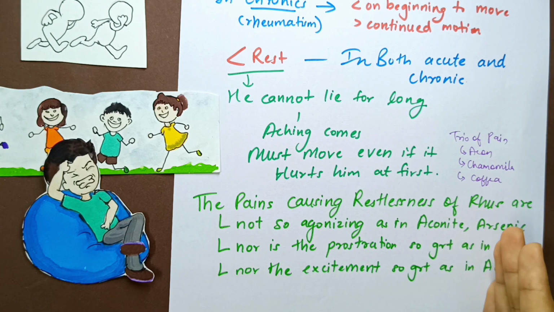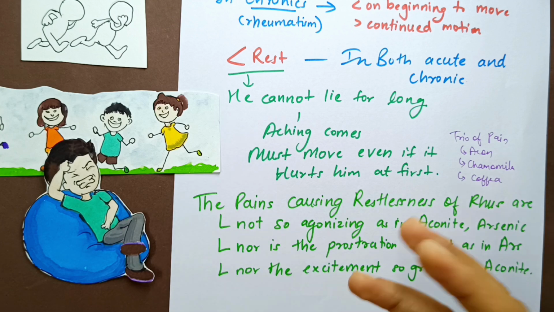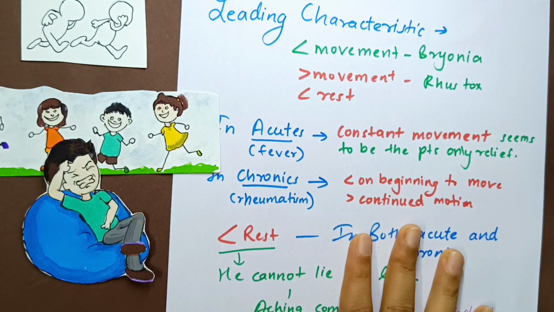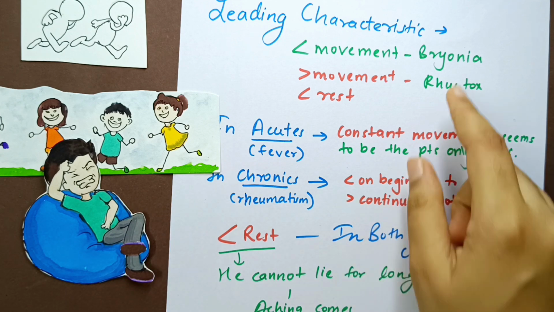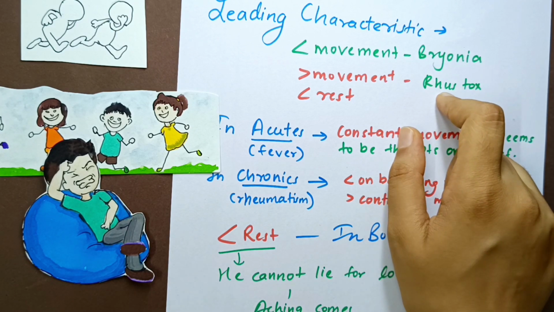In aconite and arsenic there is agonizing pain, but in Rhus tox there is no agonizing pain, more of a dull kind of pain. In arsenic there is prostration, but not in Rhus tox. In aconite there is excitement, but not in Rhus tox. Alright, so this is about the leading modalities, the leading characteristics of this remedy. And here is the difference: Bryonia and Rhus tox are completely opposite.